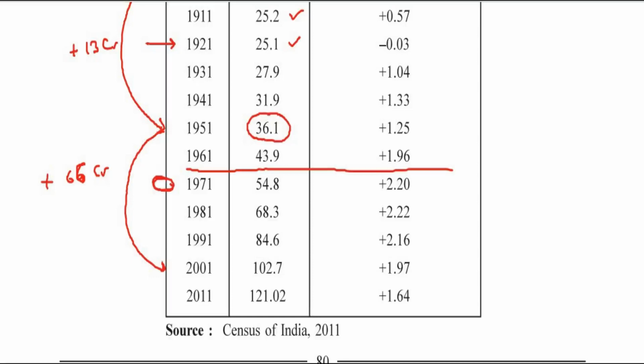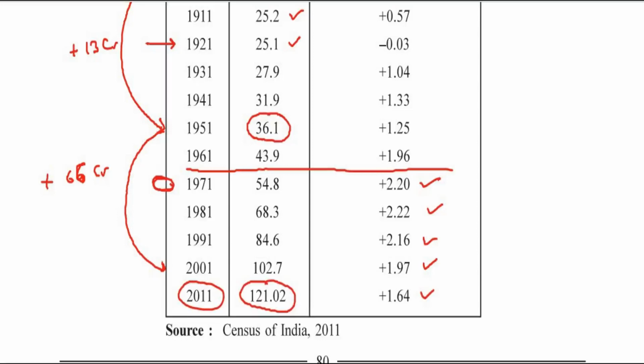From 1971, population is growing at 2% and above. So in the 71 to 91 decade, the population has increased by 2%. Then slowly, in 2001, 1.97%. Now again 1.64%. So according to the Census of India, the Indian population was 121.02 crore.